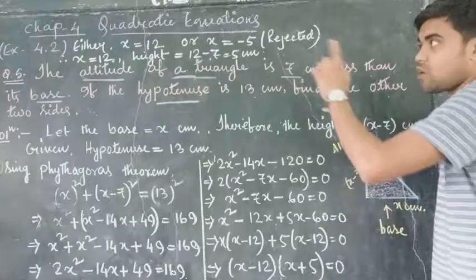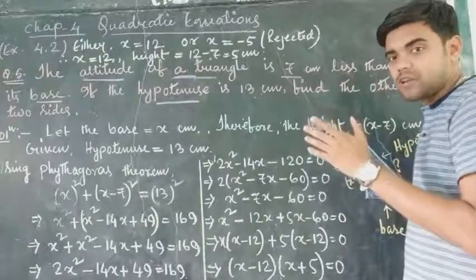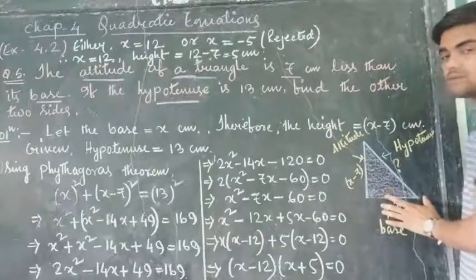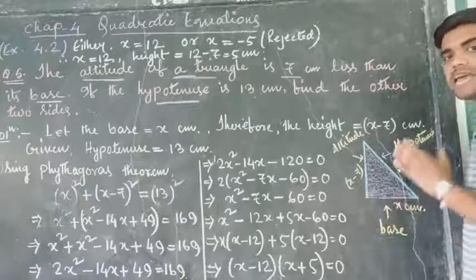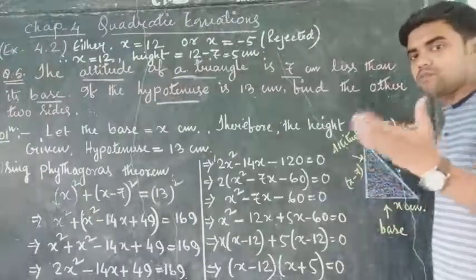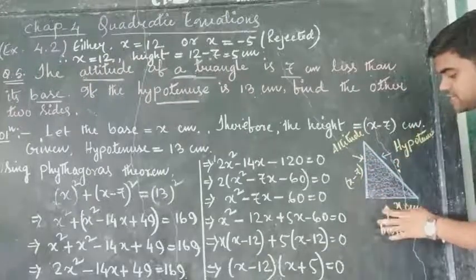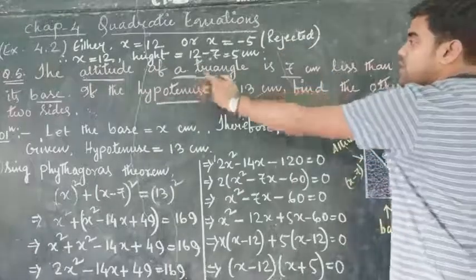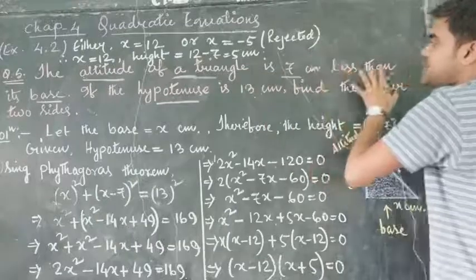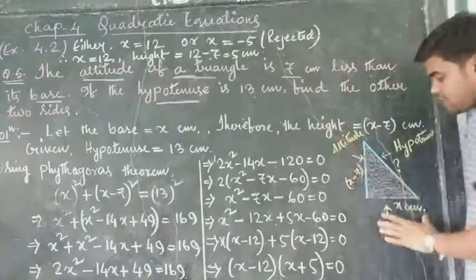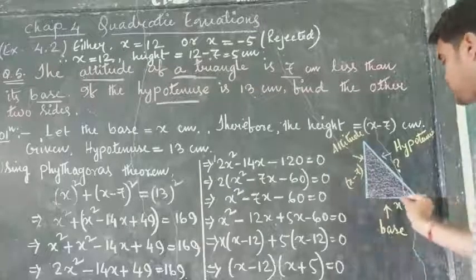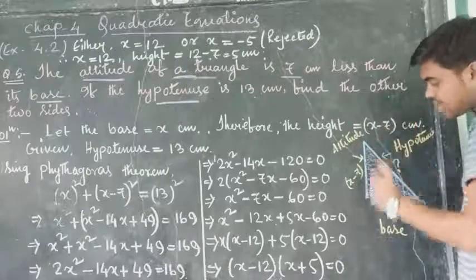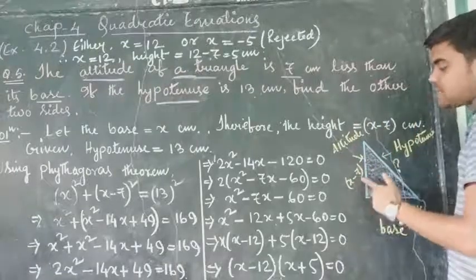Since we have studied quadratic equations, we can take variables for unknown terms. In this question the base is the unknown term, so we take the base as x, or y, whatever alphabet you choose. I let the base be x centimeter. According to the question, the altitude is 7 centimeter less than its base, so the altitude is x minus 7.